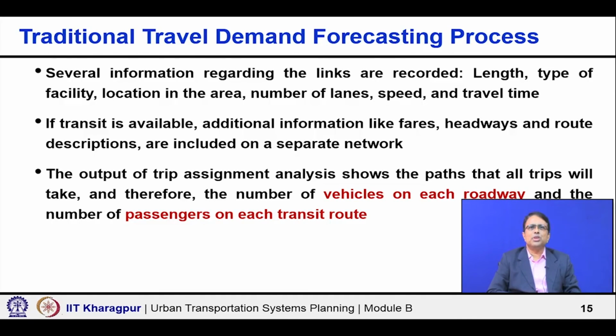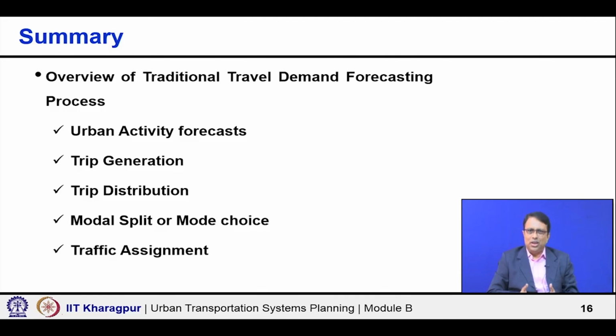And the output of the traffic assignment analysis shows the paths that the trips will take, and therefore the number of vehicles on each roadway and the number of passengers on each transit route. So, finally, at the end of the traffic assignment, the actual load for a given link or for a bus route and for a given intersection, all these are available. So, that is what the 4 stages are.